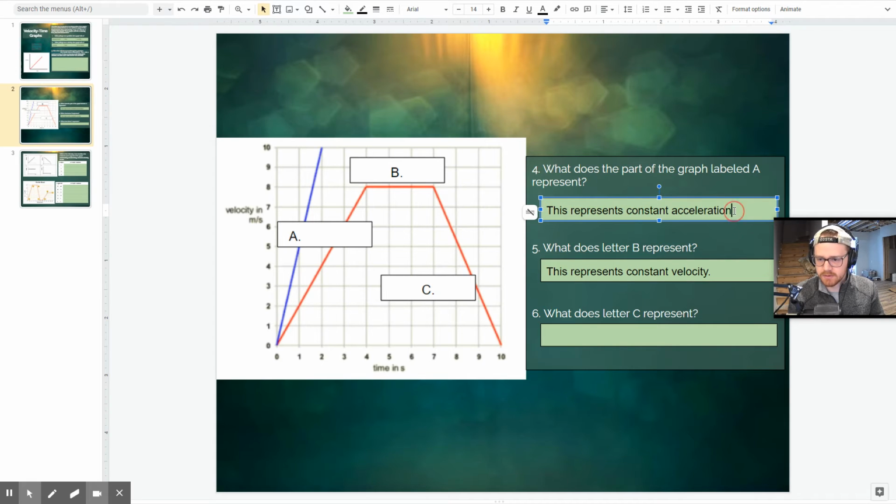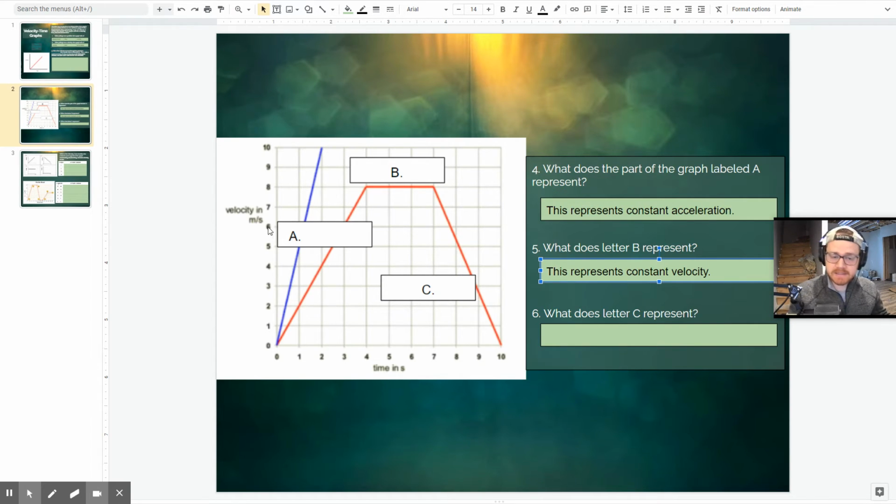I better get my punctuation right. Okay, because that's what this is saying. Again, in position time graphs, that tells us that we have stopped. We're not moving anymore. Velocity time graphs, which is what we're looking at, tell us that we're still moving. It's just that we're moving at the same rate. We're moving at 8 meters per second for 3 seconds. Yeah, 1, 2, 3. Yeah, 3 seconds.